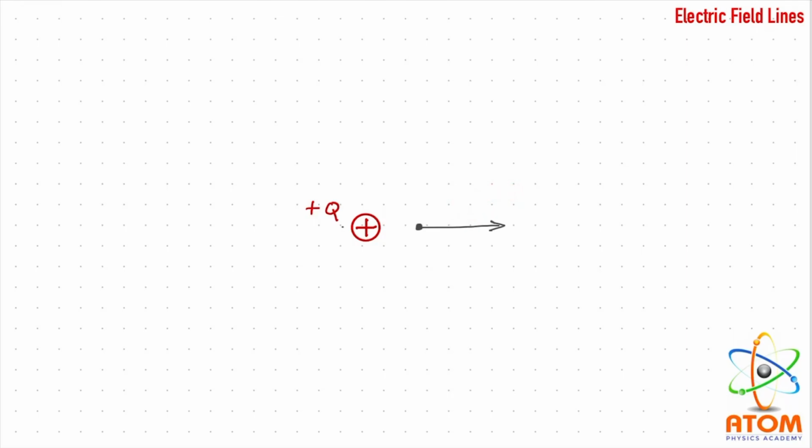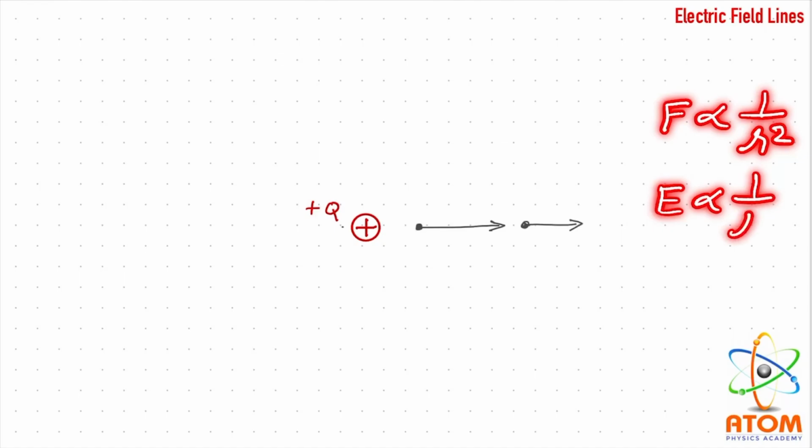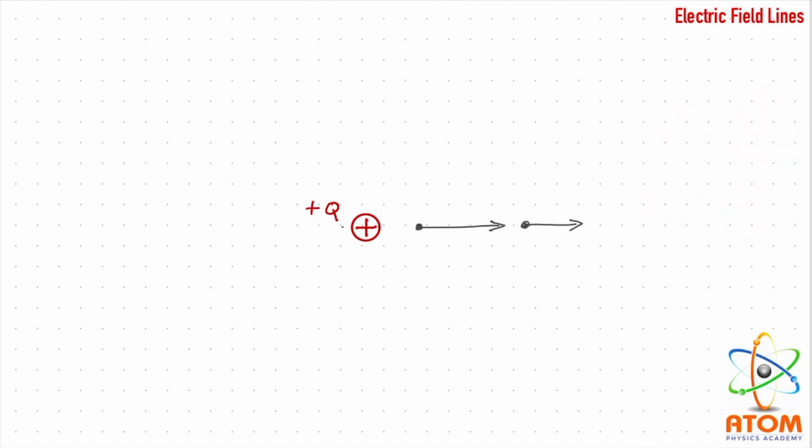Now again, I am placing a unit positive charge here, and so it will have a force again in the same direction, but this time the vector I have drawn is smaller. The reason is very simple. Here the force will be less. You know, the electric force between two charges is inversely proportional to r square, and that's why the electric field is also inversely proportional to r square. That's why this electric field vector is smaller than the first one.